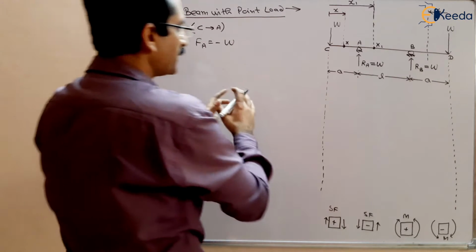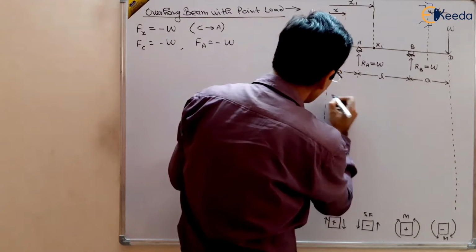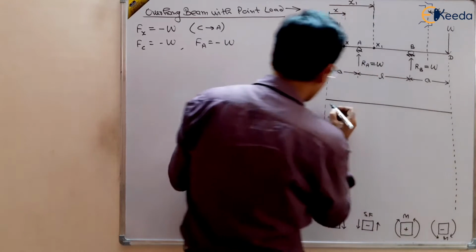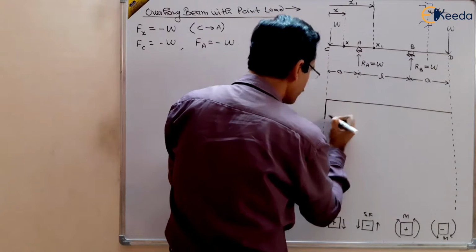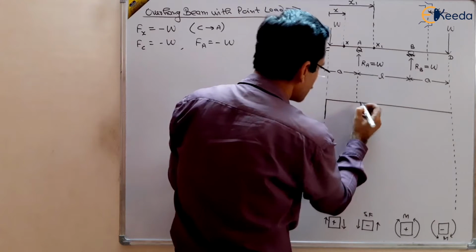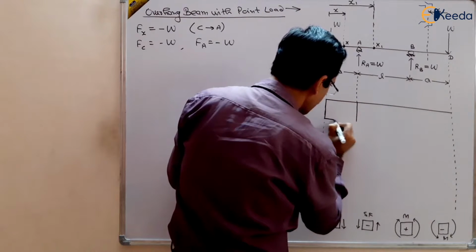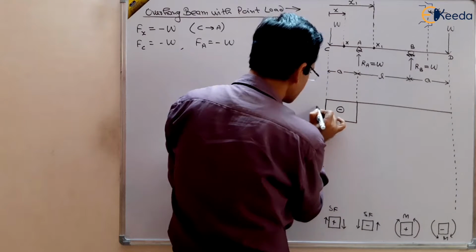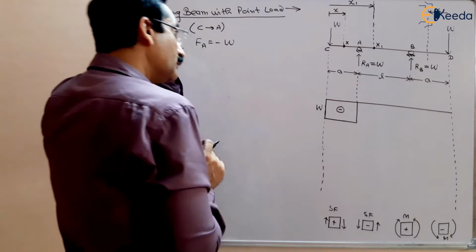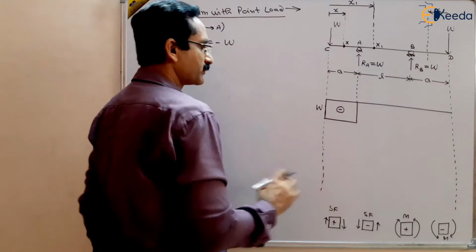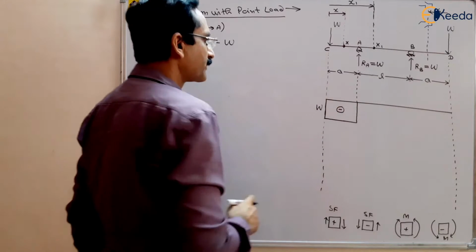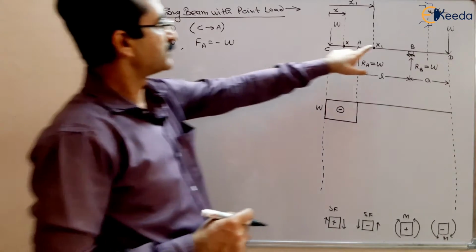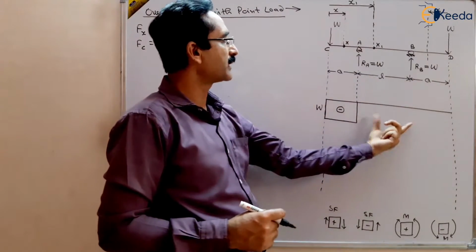From Fc to Fa the force is minus W, so you can draw here, this is minus W at C point, at A point this is again minus W, and this is the shear force, and intensity is minus W, right, from C to A. So this is the shear force diagram between C to A. Now we can take this, because between A to B we require the shear force diagram.